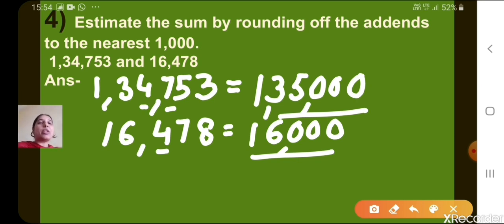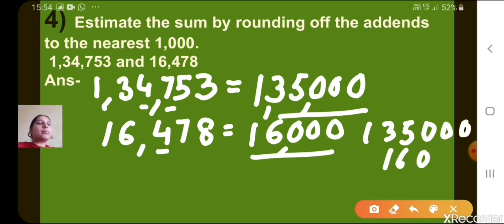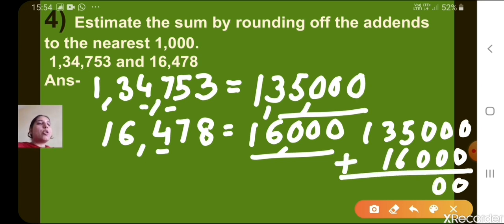Now we have to find their sum, estimate the sum. So it means we have to add now. So when we add, what will we get here? Let's add it to get the answer. So 1,35,000 and 16,000. So let's add them to get the answer. So 0 plus 0, 0 here, 6 plus 5, 11, so 1, and this 3 plus 1 plus 1, what will we get? 5. So what will be the estimated sum here?